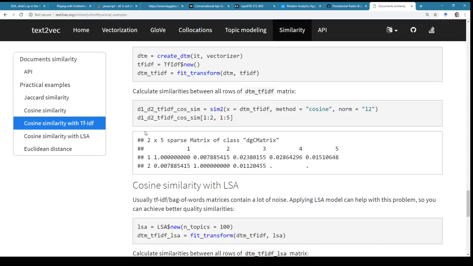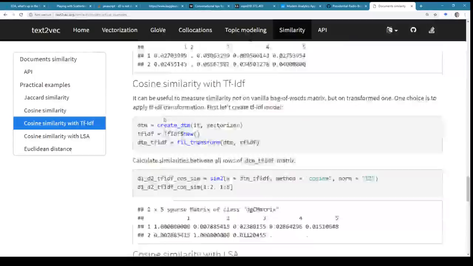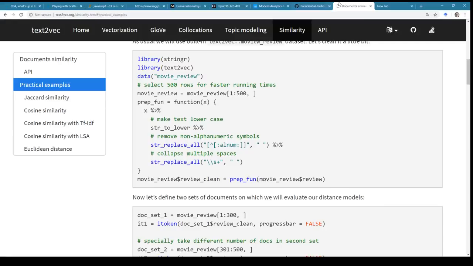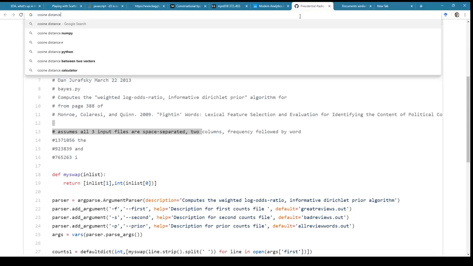Calculate similarities between all rows. Distance. I don't know whether a bigger number or a smaller number means farther away. All right. Cosine distance, similarity. Bigger is farther away.